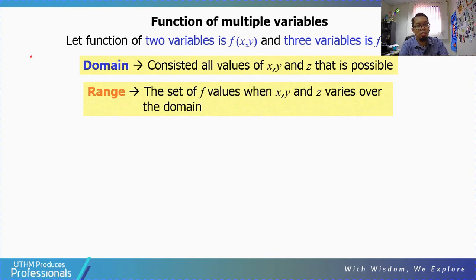So domain is the possible input value and range is the output. So if there are two variables, they have x, y lah. If they have three variables, the input should have x, y and z. Similar for range. So if it is f of two variables, that means z lah. What is the possible value of z? If they have three variables, what is the value of w? Possible value of w ke, theta ke, and other notation lah, mana yang sesuai. Okay, refer to the question.